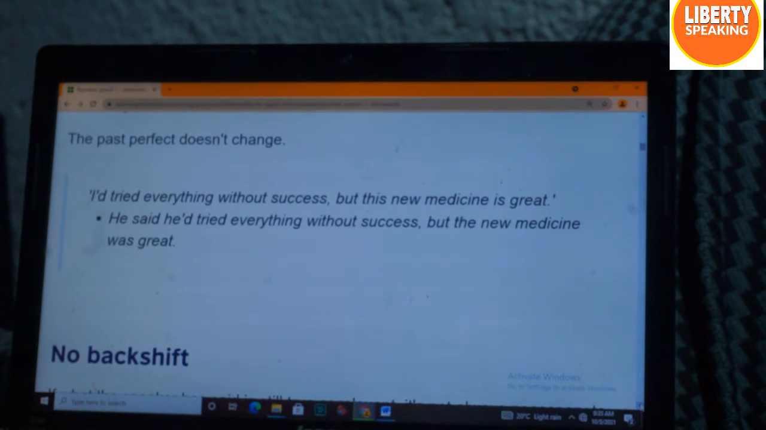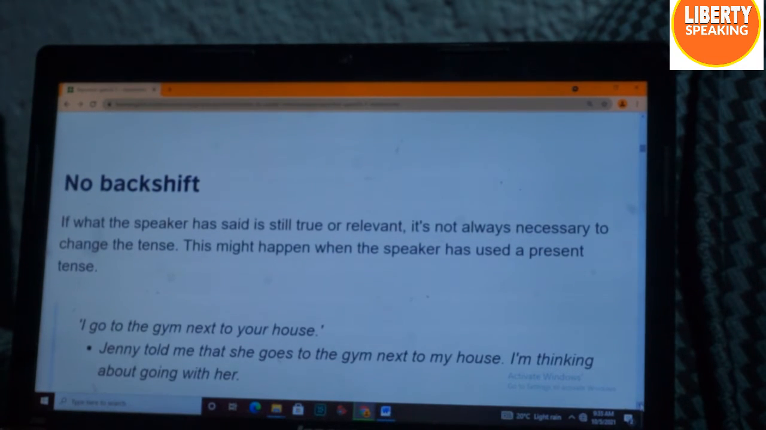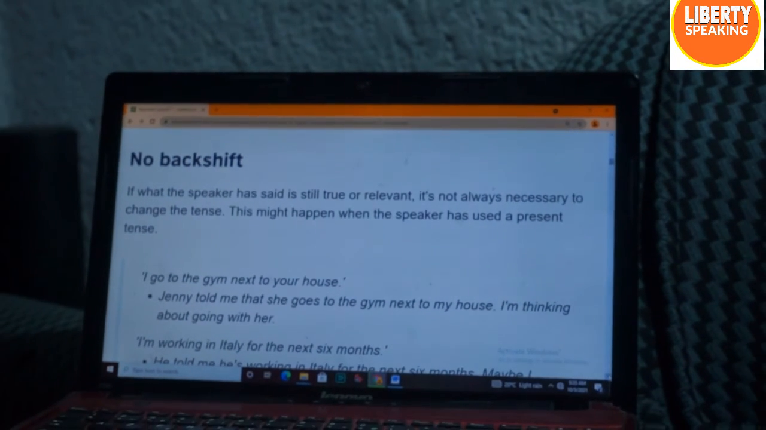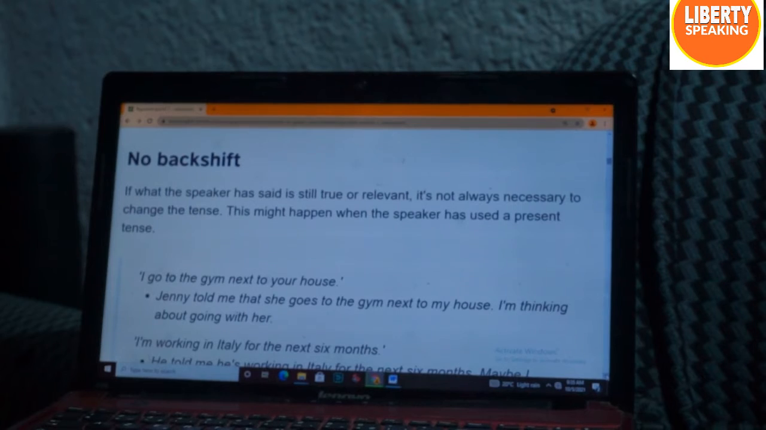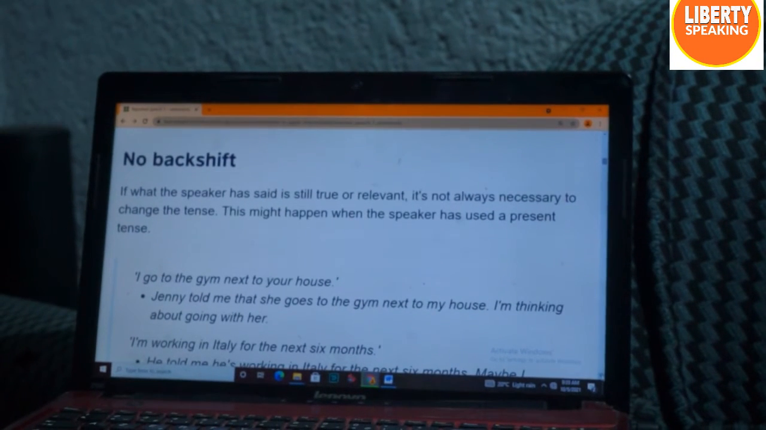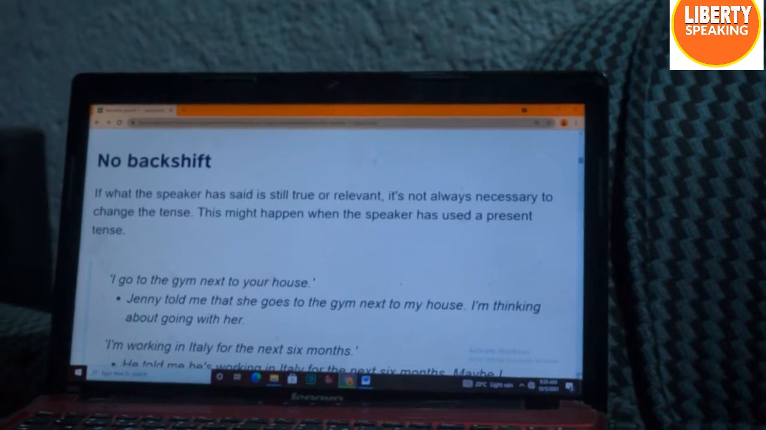Now you can see a difference. Now, what does backshift mean? Here in this lesson, no backshift. When there's no backshift, if what the speaker has said is still true or relevant, it's not always necessary to change the tense.